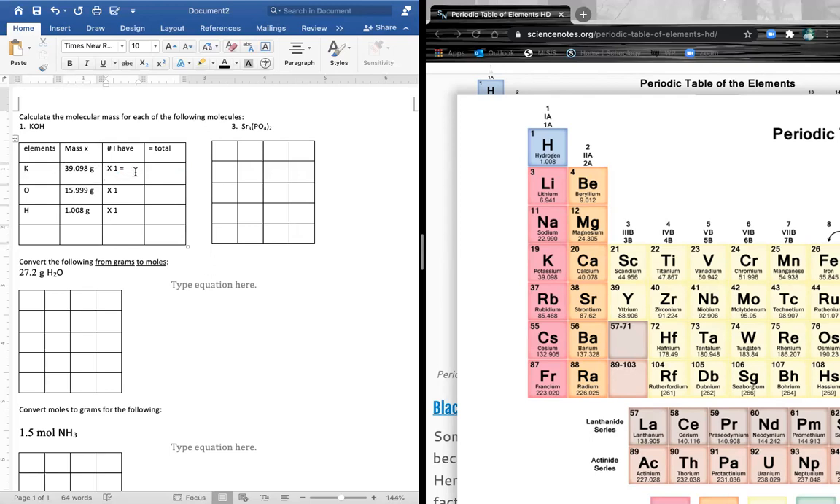So now we just equal this out. 39.098 times 1 is just everything is the same, 39.098 grams. And then down here, 15.999 grams, and then 1.008 grams. Now all I have to do is total these out. So I'm just going to add these up. I go to my calculator. We've got 39.098, and then we're going to add 15.999 plus 1.008.